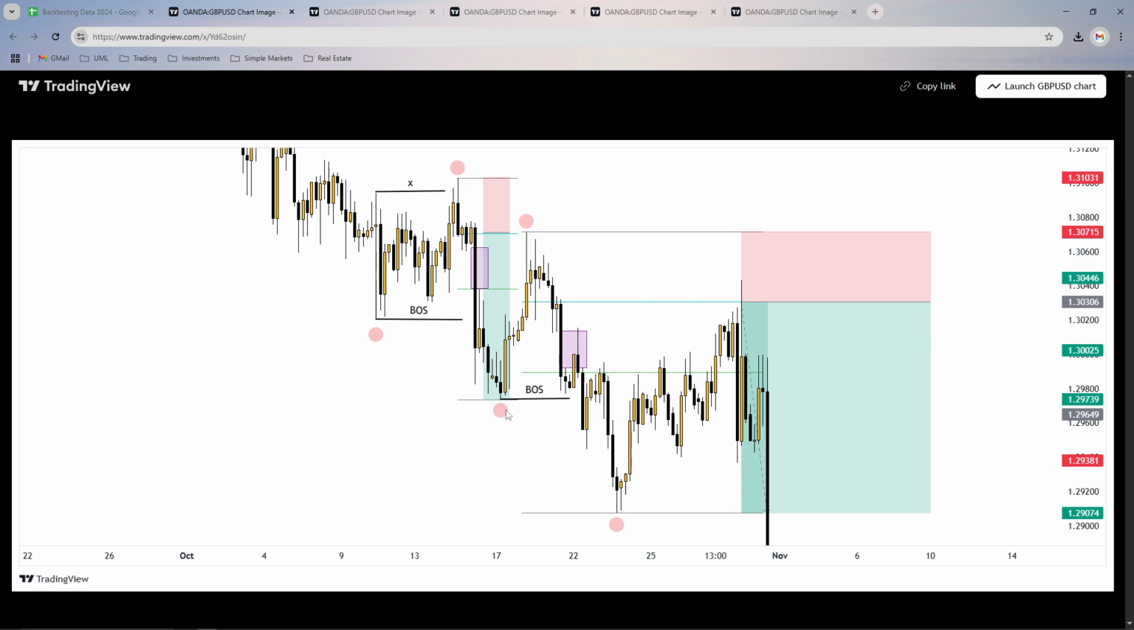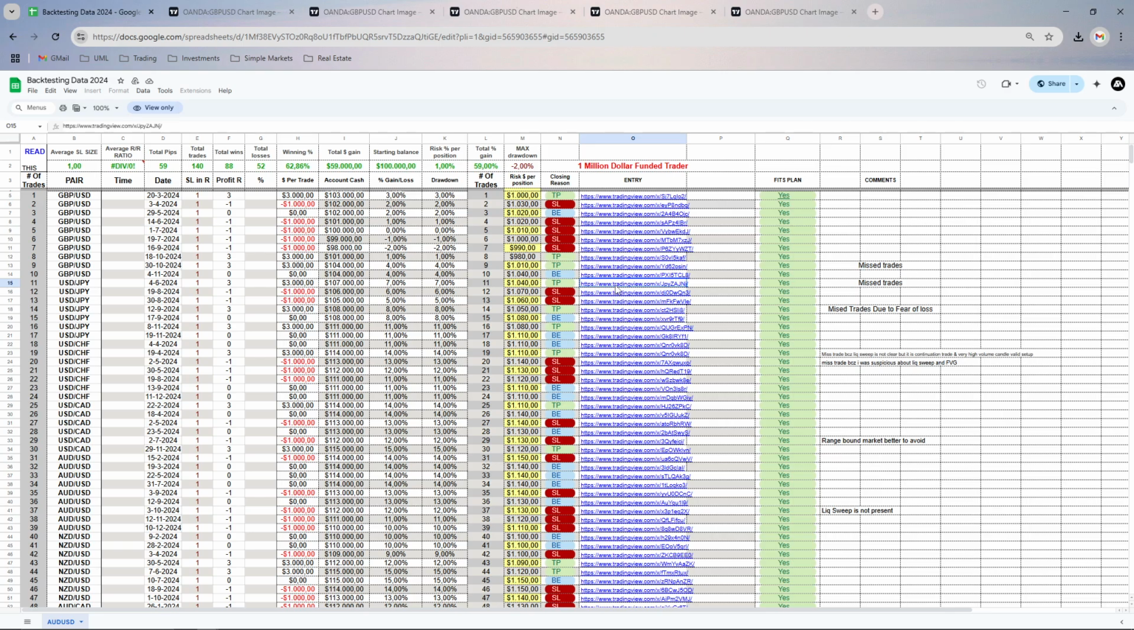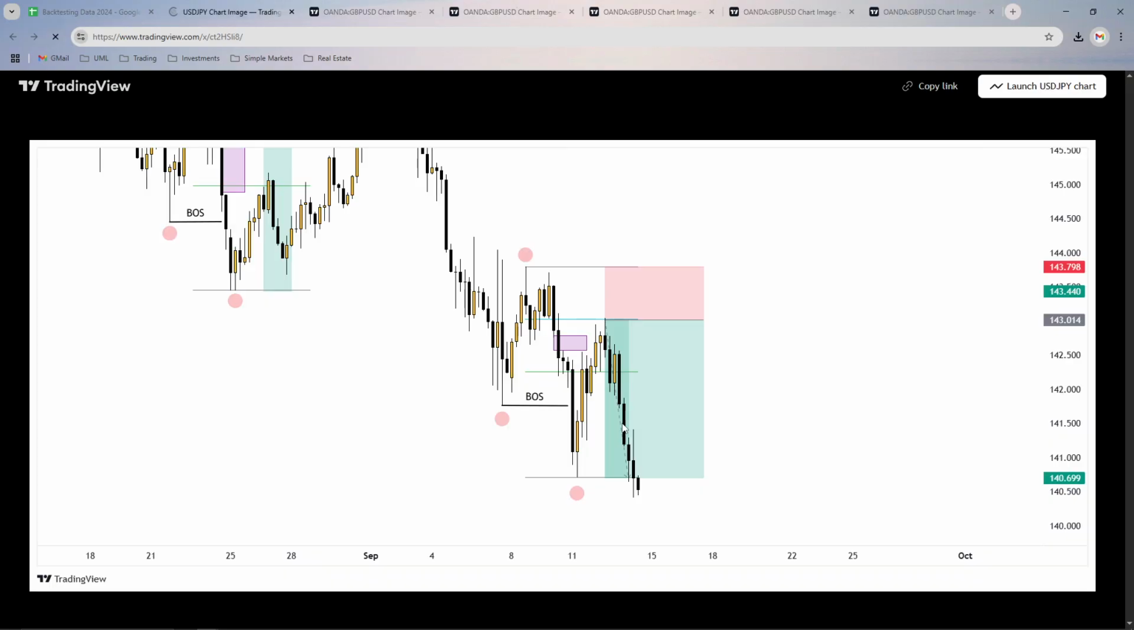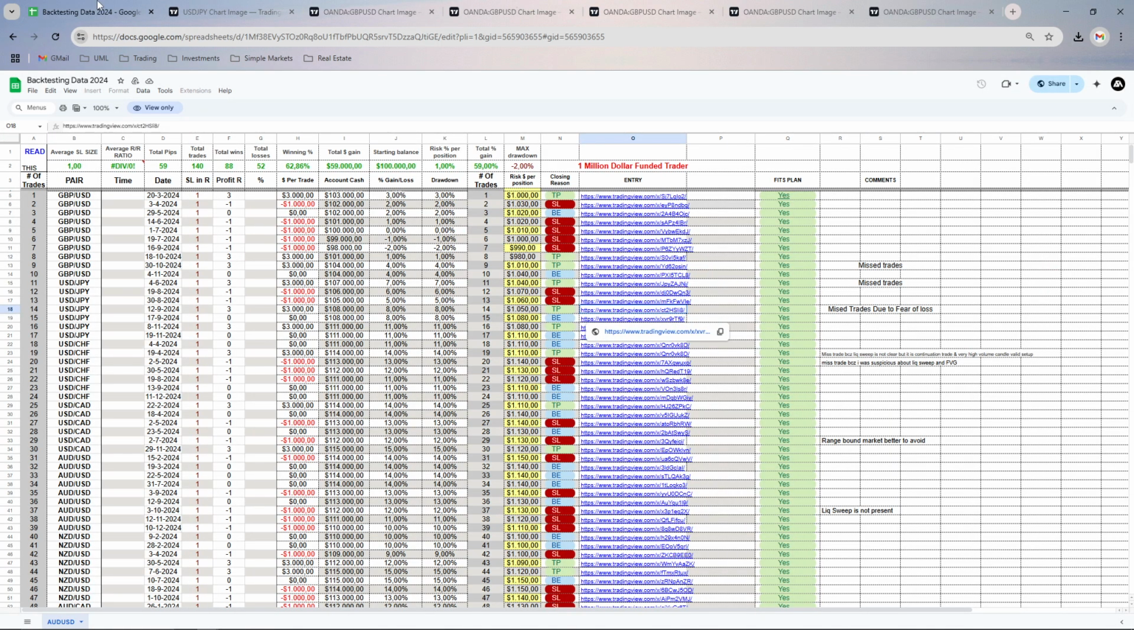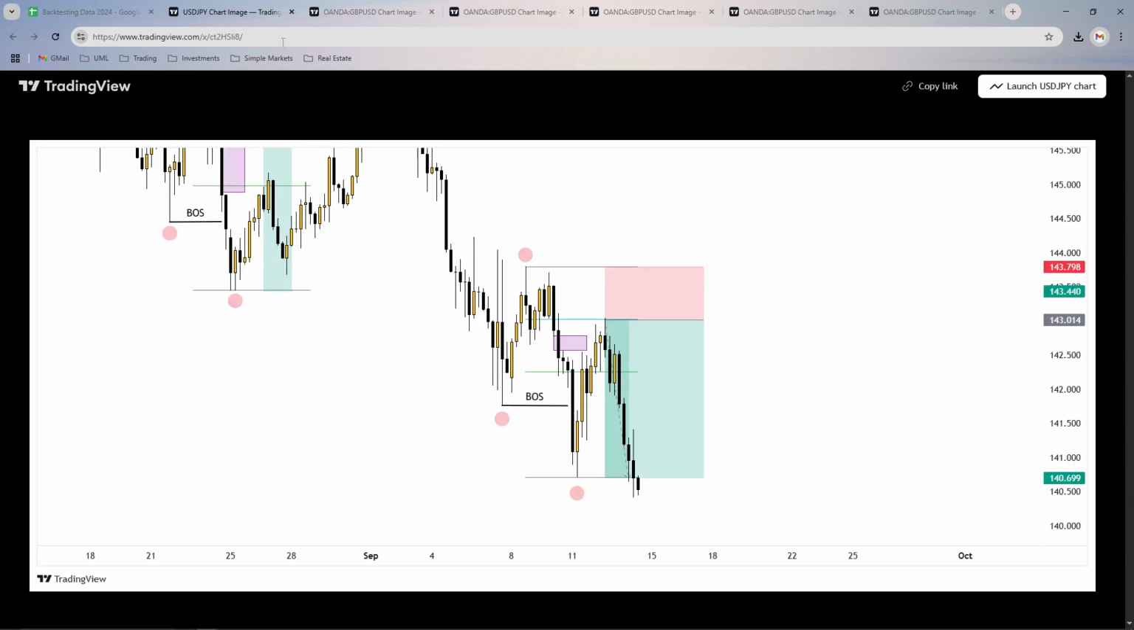So you really need to focus on trying to limit that discretion, and you'll see that edge improve drastically in a live market. And this one here, I would ask the same thing. So this says miss due to fear of loss. And as you can see, it ends up being a winner.